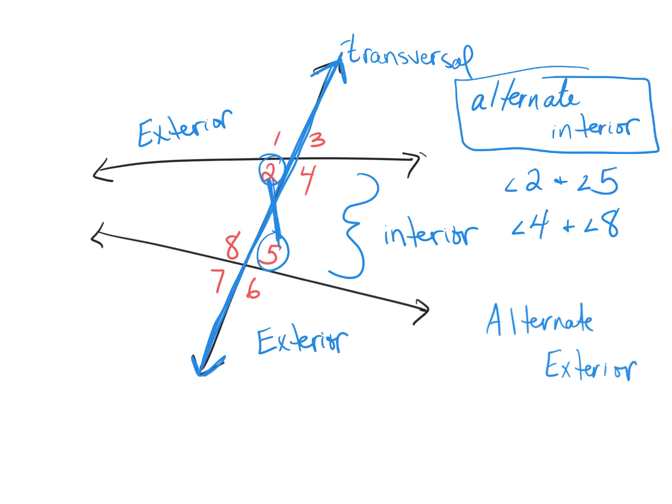Okay, again, alternate means opposite sides of the transversal, but this time we're looking for two angles on the exterior. So that would be angle 3 and angle 7. They're on the outside and sit on opposite sides of the transversal. And of course my other pair is angle 1 and angle 6.